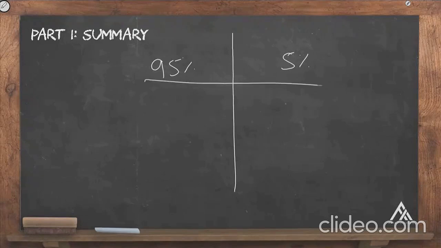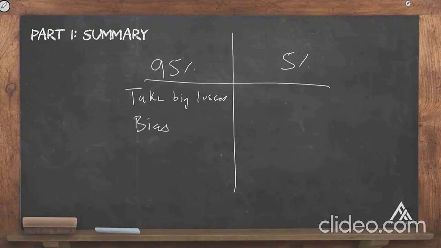Now what you want to do is go and highlight, not just today and what we've dealt with, but over time, all the characteristics that define those who succeed and those who don't succeed. So for example, 95% of traders that fail tend to take big losses. 95% of traders that tend to fail also tend to come into the markets every day with some form of a bias. 95% of traders who fail tend to have no edge.